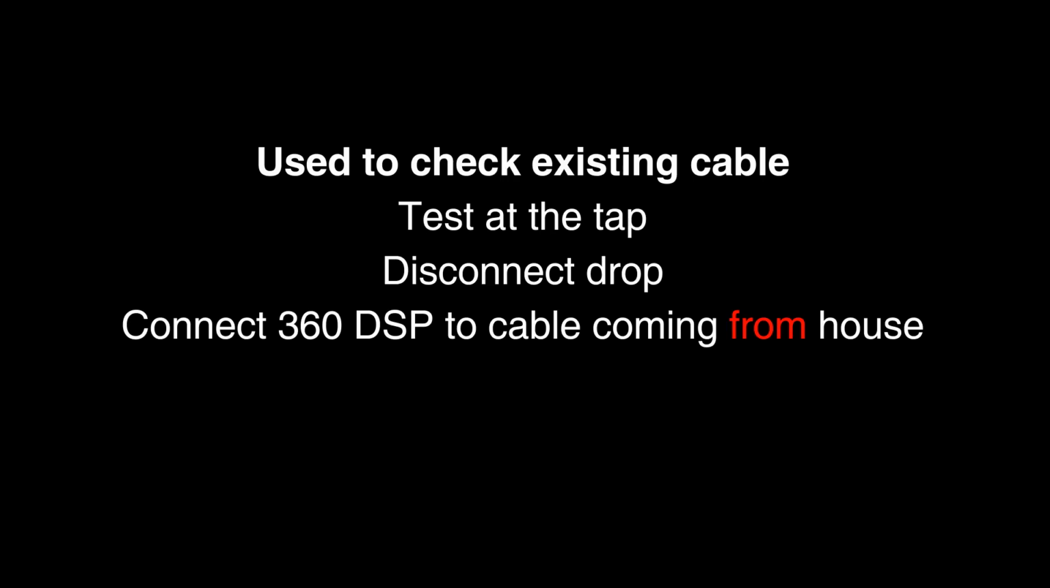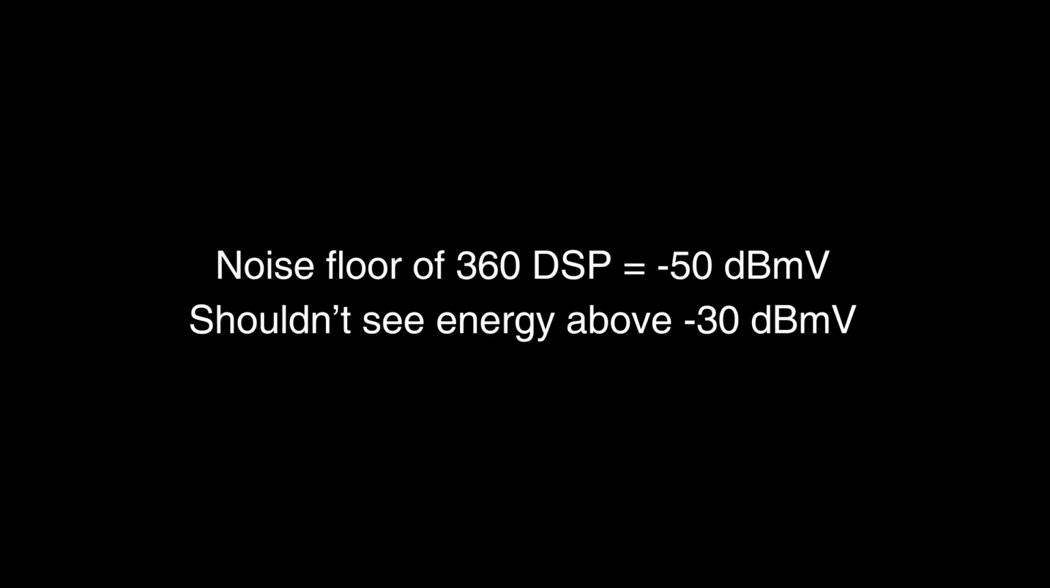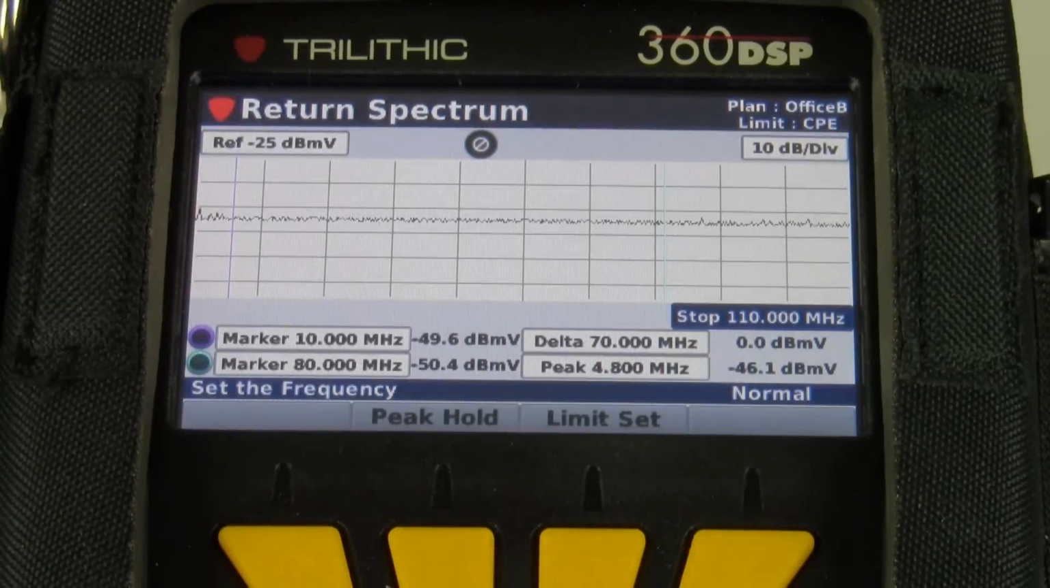In other words, I would go to the tap, disconnect the drop from the tap, and connect the drop to my meter, so that I'm looking in towards the house. I'm looking at what should be dead cable. The noise floor of the meter is around minus 55, I believe. I shouldn't see any energy above minus 30 in that range. Anything below minus 30 should be fine.